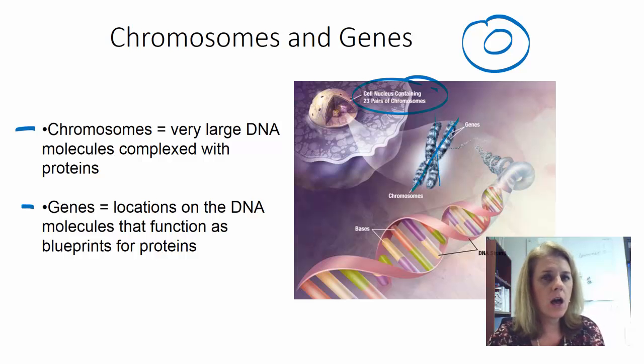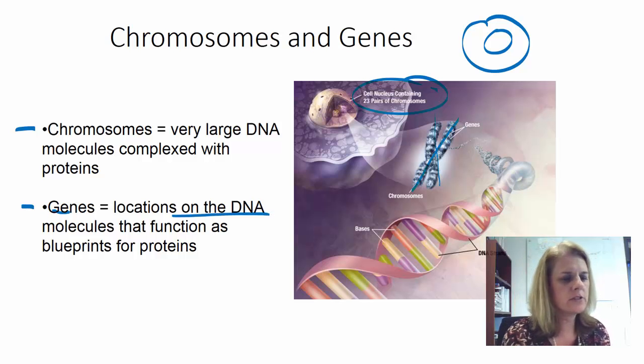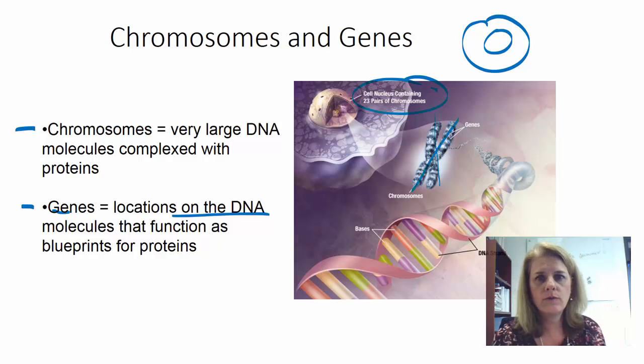So you have 23 pair of chromosomes, so 46 total, in your nucleus. All right. On those chromosomes, the chromosomes are divided into genes. So genes are the locations on the DNA that code for a particular protein. So remember when we did protein synthesis, you coded a particular part of the DNA and you turn that into protein. That's what the gene is. So the gene is the blueprint for the protein. The chromosome is the way we store the DNA inside the nucleus.